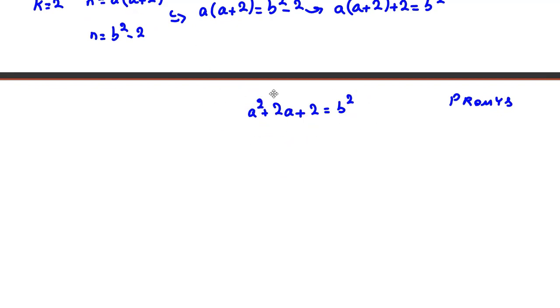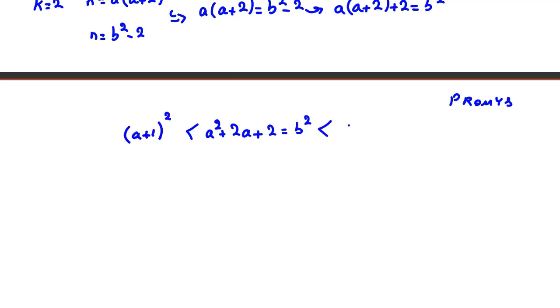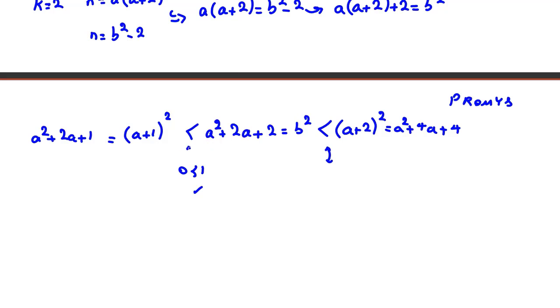And here, try to find strictly between which two consecutive perfect squares it lies. Try first, pause the video and try it on your own. Okay, so it is between (a plus 1) squared and (a plus 2) squared. Why? Because (a plus 1) squared is a squared plus 2a plus 1, which if you simplify, is equivalent to 1 greater than 0. For this one, it is a squared plus 4a plus 4. If you simplify, a squared is cancelled, and 2a plus 2 is greater than 0. a is a positive integer, so again, it is correct.